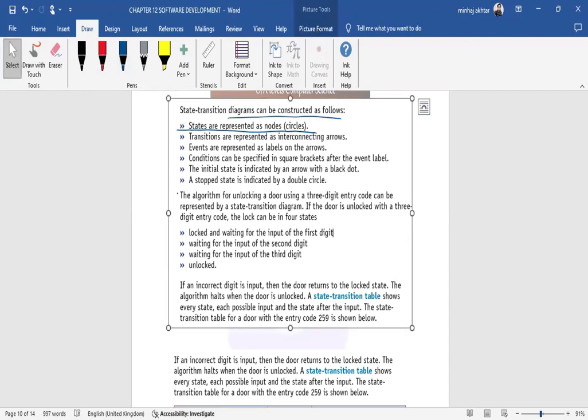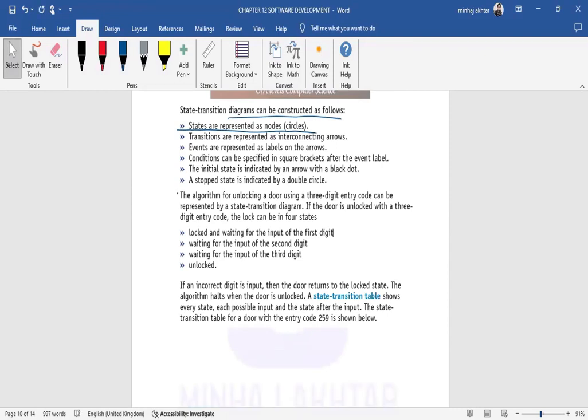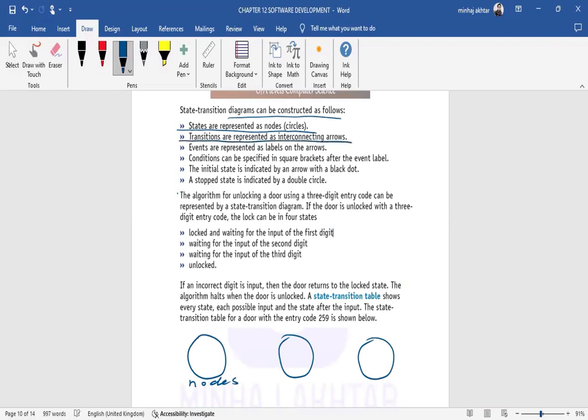Let me draw it for you guys. Right here, you can see circles. So these are the states. States are drawn in the form of circles, right? These are also called nodes. Number two, transitions are represented as interconnected arrows. So if they are connected, the arrows represent the transition between them, like this. Maybe it can be drawn like this. So this is how the arrows are drawn.